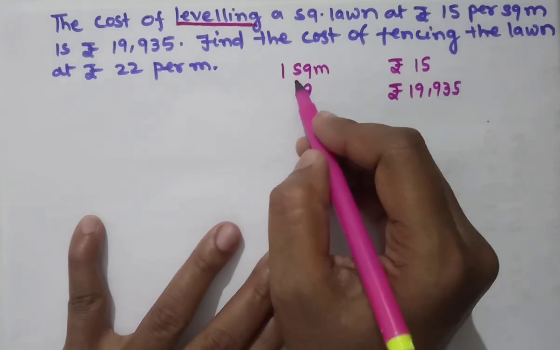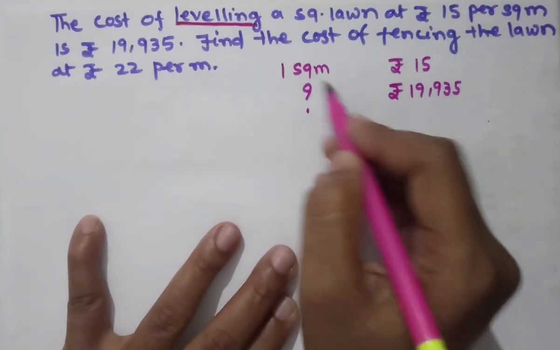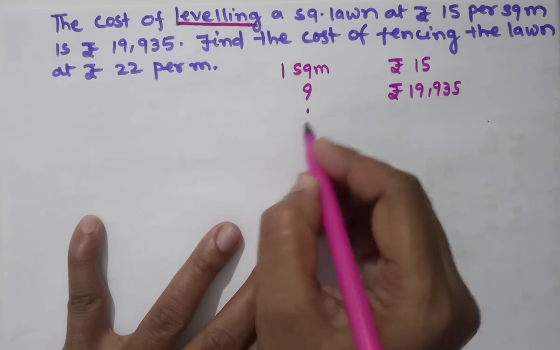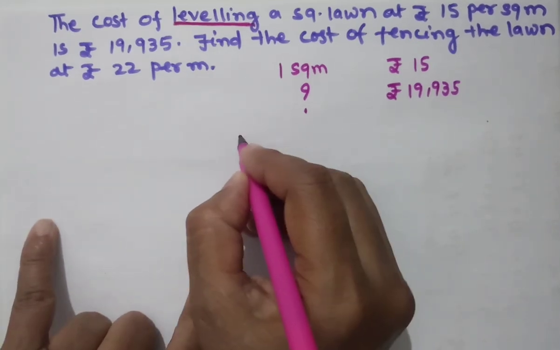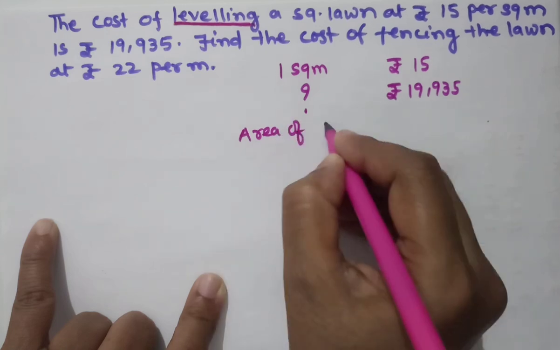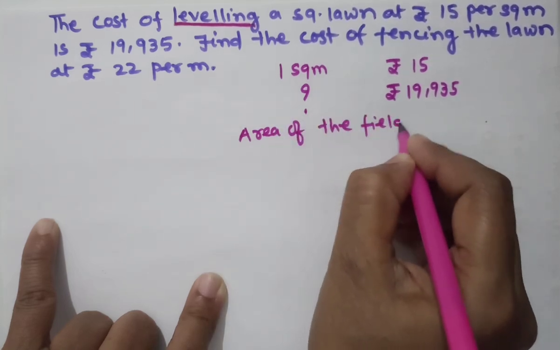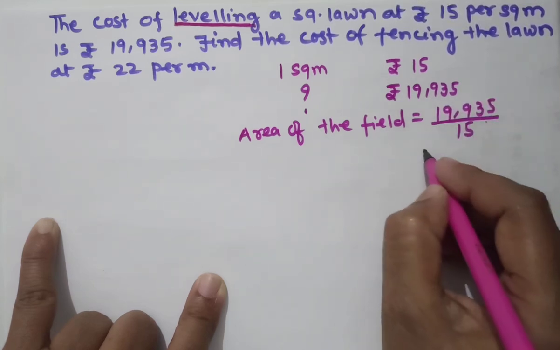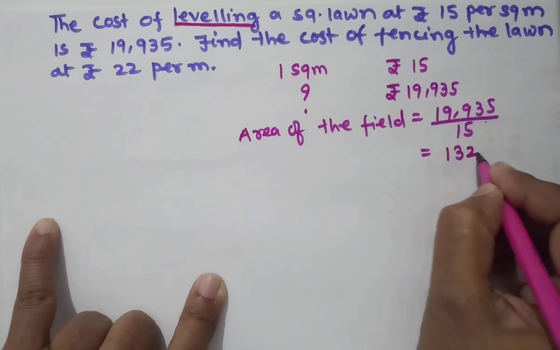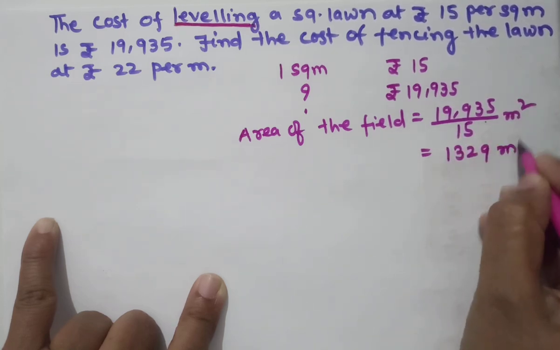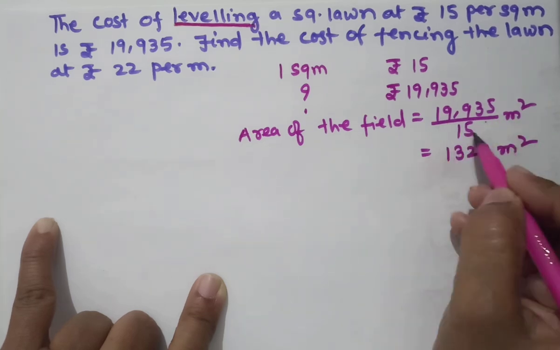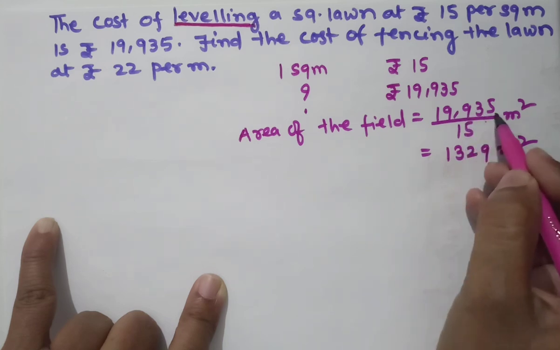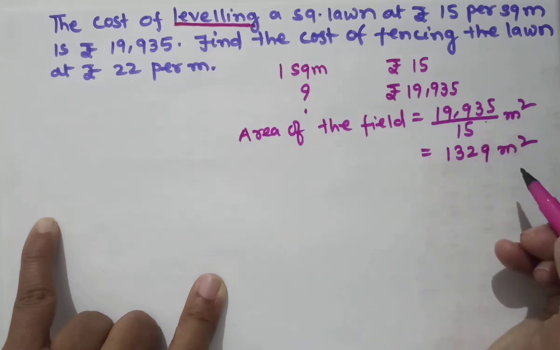You can see here, for 1 square meter it is 15. So more square meters will require more amount. So we can say that now the area of the field is how much? 19,935 divided by 15, which will come to be 1329 meter square. You can quickly divide it. See here, 15 ones are 15, 4, 49 left, 15 3s are 45, 43 left, again 15 2s are 30, 13 left, 135, so 15 nines are 135.